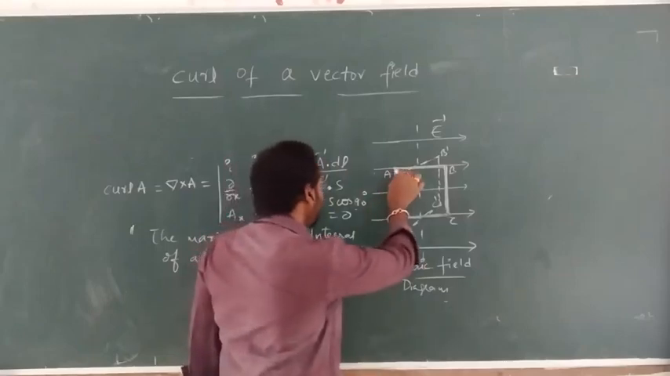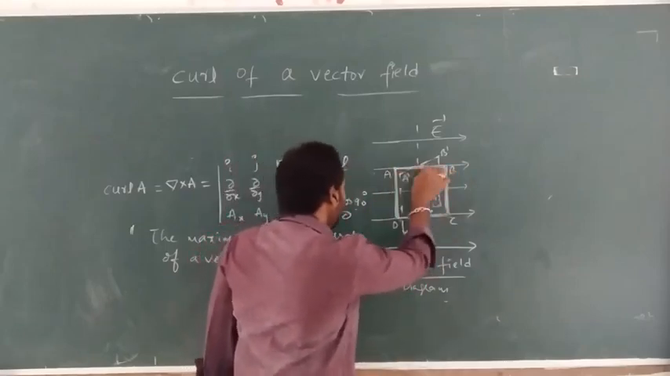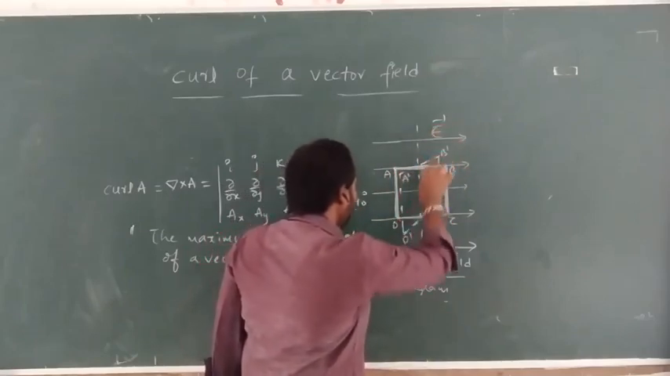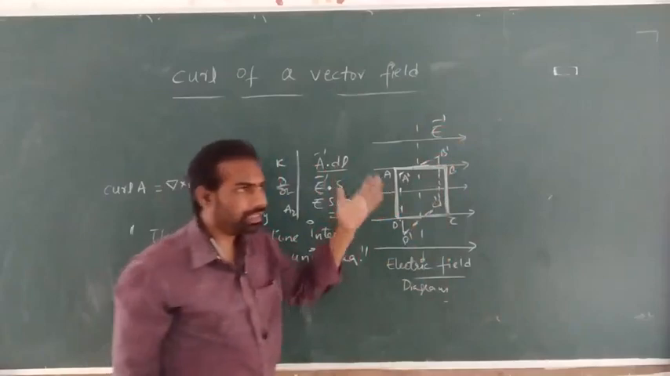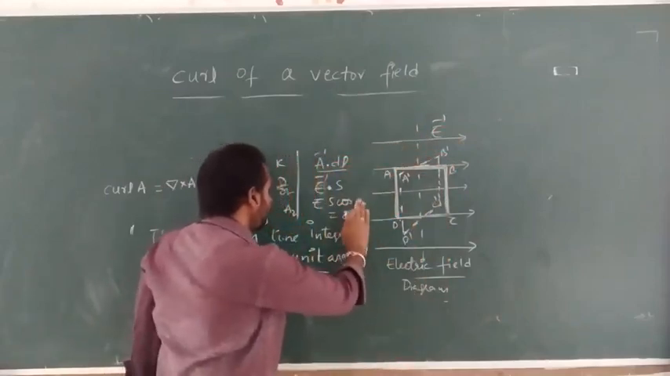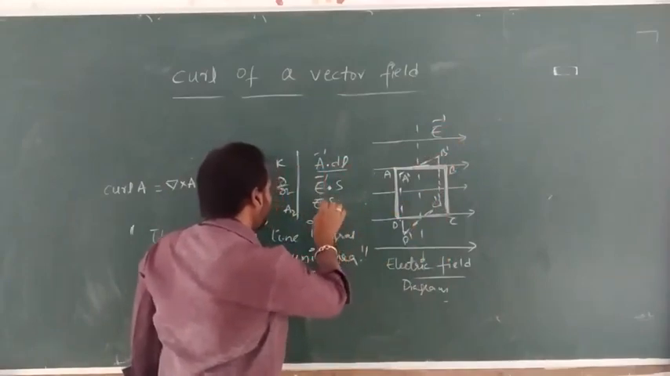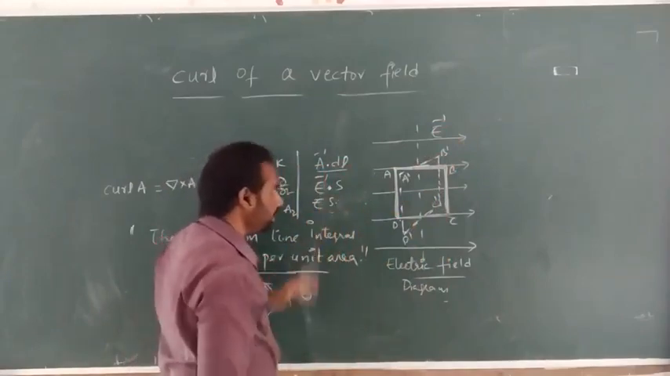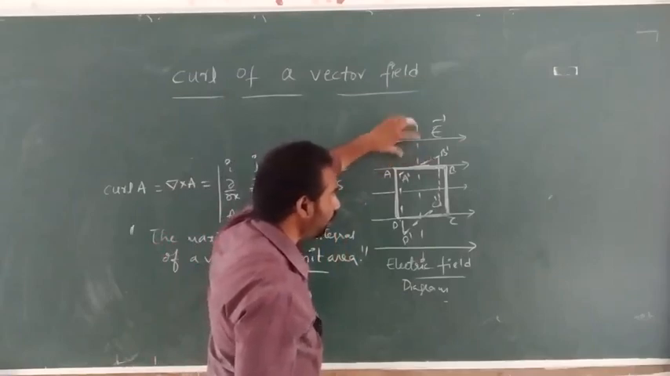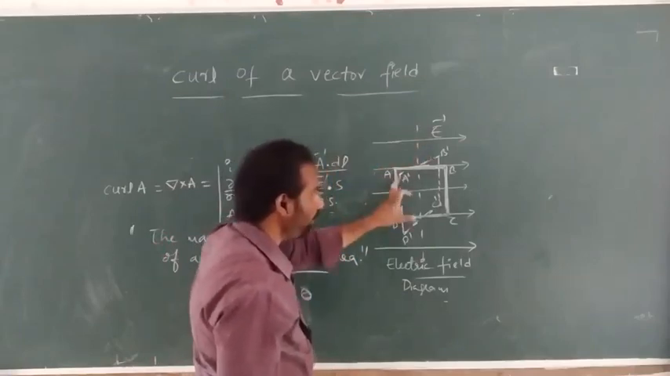But the line integral through AB, because the side AB and E are both in the parallel direction, the angle between E and AB is 0. So cos 0 is 1. So we will get the maximum value, E S. The maximum value E S in this orientation.